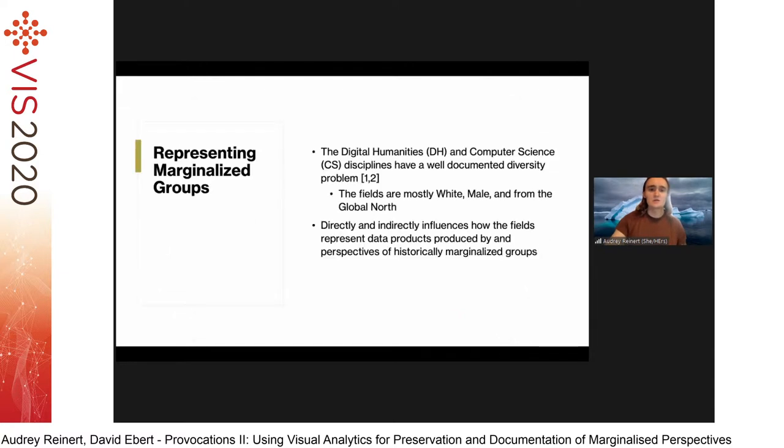So why is this an issue? Well, the digital humanities and computer science as a discipline have a diversity problem. We're mostly white, we're mostly male, and we're mostly from the global north.